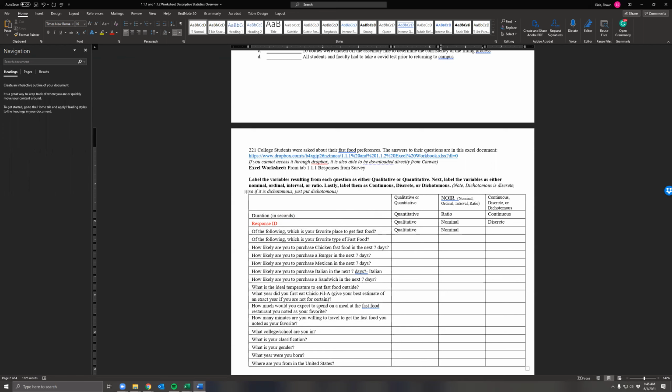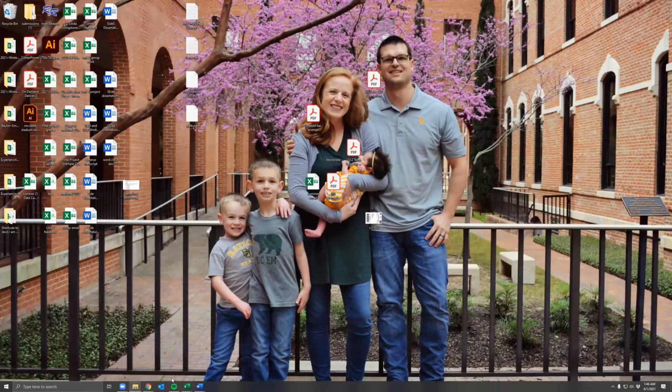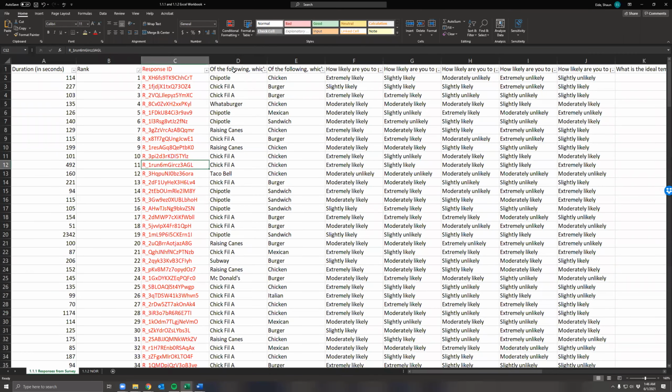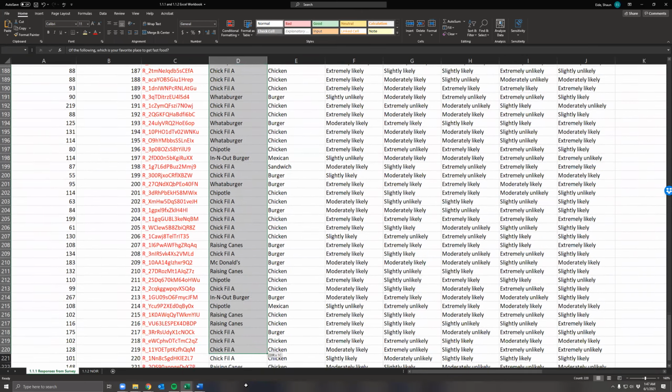It's saying this is my favorite fast food place. It's the equivalent of saying it's my brown hair or it's my green shirt. It's a single quality about me. But when you look at it compared to others, of the following, what's your favorite place to get fast food? One person says Chipotle, another person says Chick-fil-A, another says Chick-fil-A. When you put these all together, let's do this really quick.